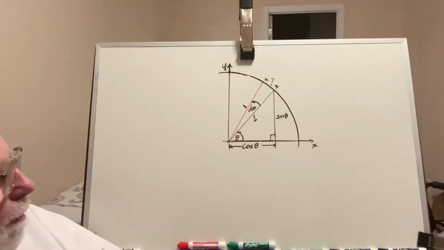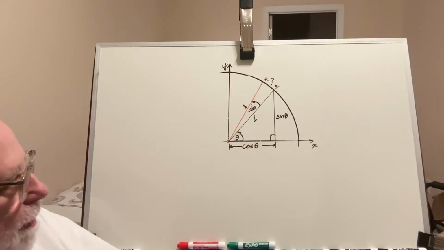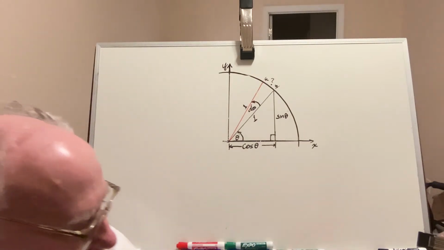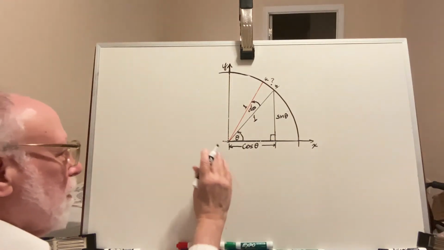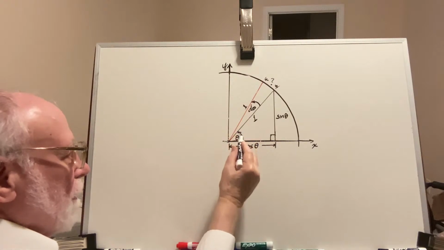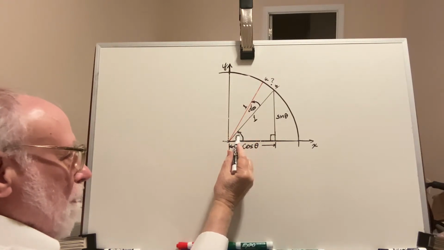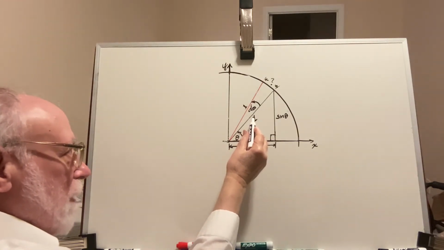Okay, we'd like to use some intuitive methods here to find the derivative of the sine and cosine functions. So what we want to do now is look at this diagram, which is a quarter of the unit circle here. This is theta. Theta is measured in radians. So this is a unit circle. The radius is 1.